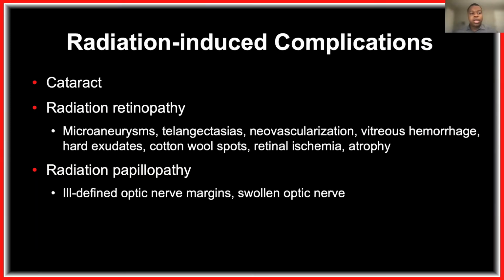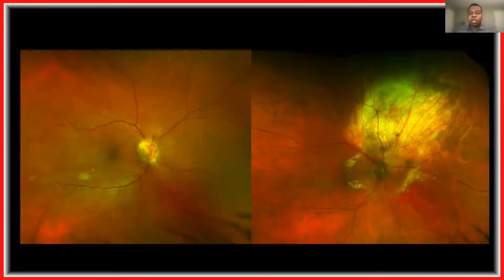We also have radiation papillopathy, which can be shown by ill-defined optic nerve margins and swollen optic nerves. And so here are two examples. The picture on the left is from somebody who received teletherapy for vitreoretinal lymphoma, and you can see they've had a good response. They have had blurring of the optic nerve margins. And then this patient here with, again, nerve swelling and significant exudation of the nerve.